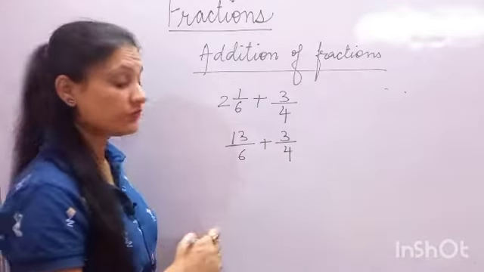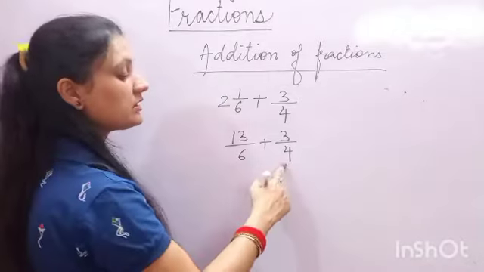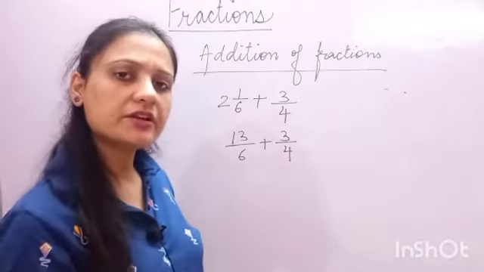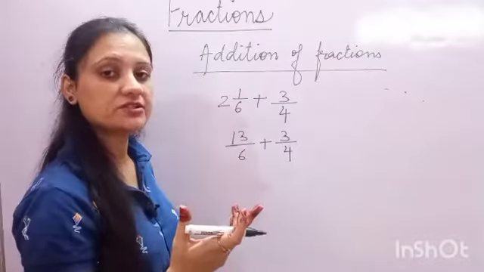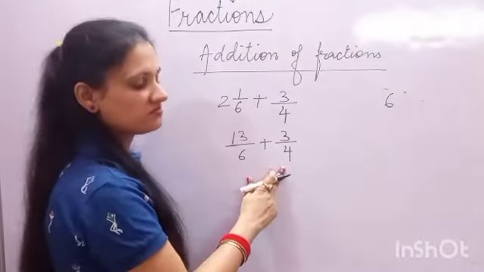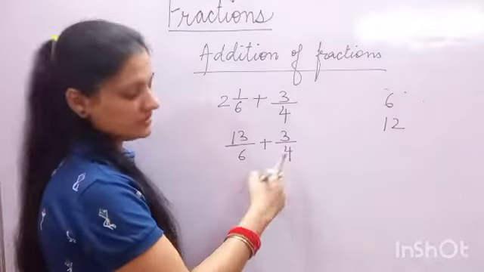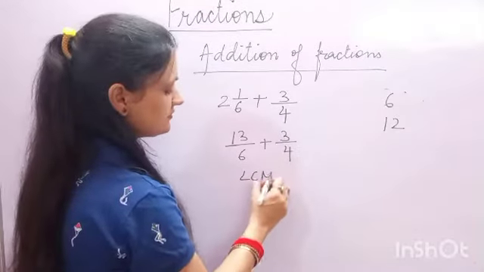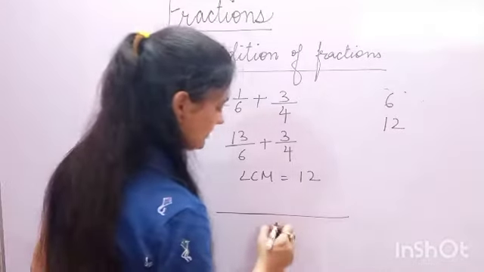Now first you have to make them like. How to make them like? You have to find out the LCM. How can we find out the LCM quickly? I'll tell you. Among 6 and 4, which is the greatest one? 6. 6 ones are 6. Does it come in the table of 4? No. 6 twos are 12. Does it come in the table of 4? Yes. So our LCM is 12. Simple. Right? Now let us understand.